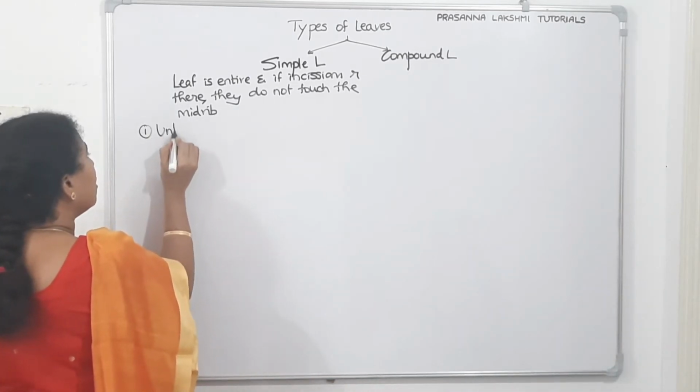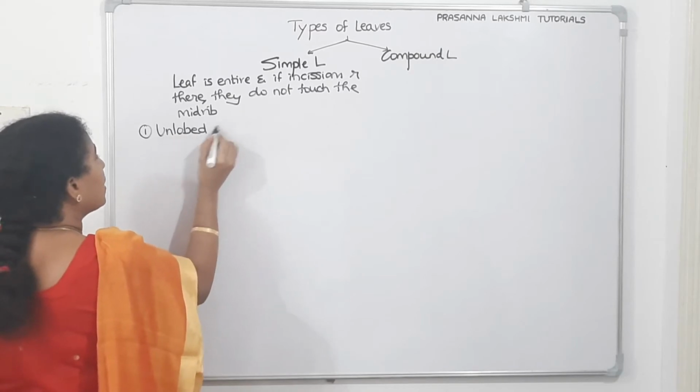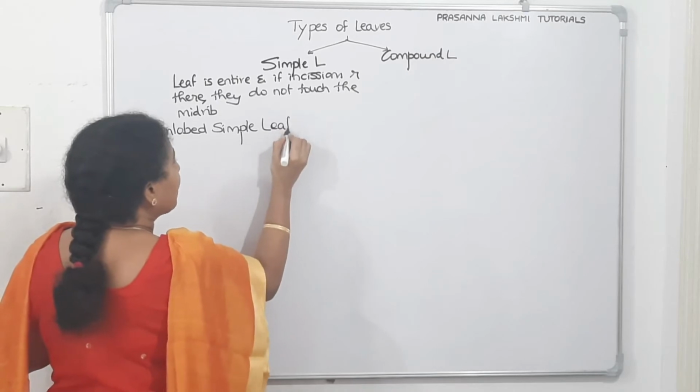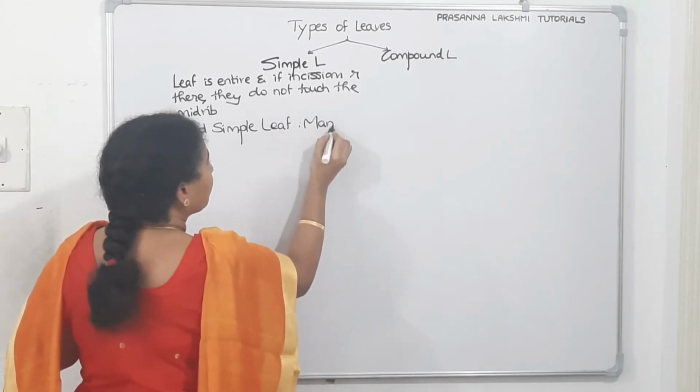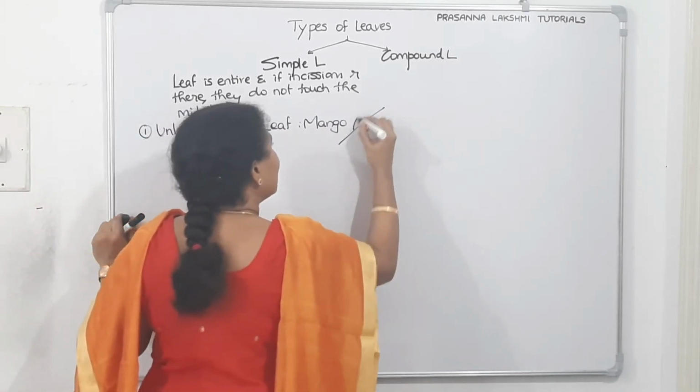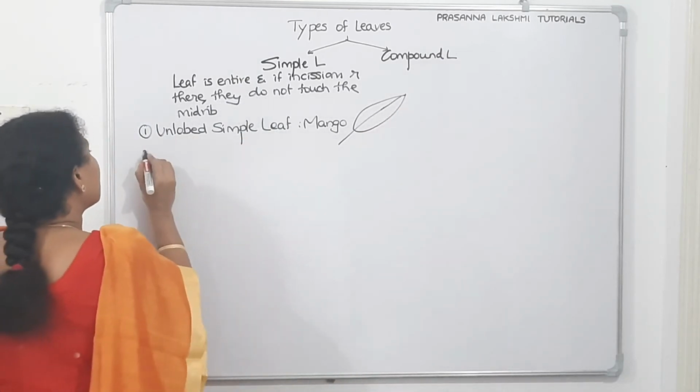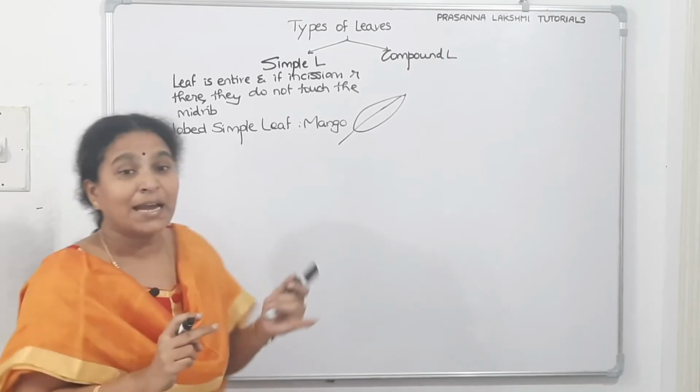So how many types of simple leaves are there? The first type of simple leaf is called unlobed leaf. Unlobed simple leaf, right? Example is mango. In mango, the leaf is like this. So this is a simple leaf and no lobes are there. Now, second type of simple leaf.